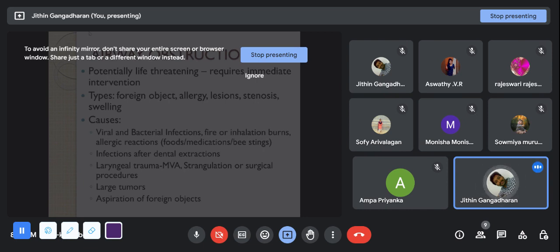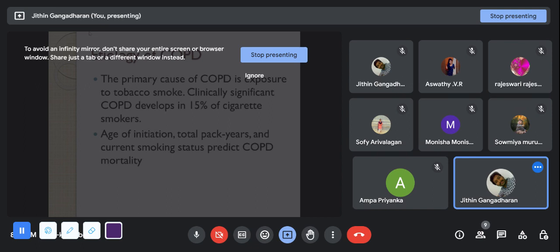Then an infection may be because of dental extraction. Then laryngeal trauma, strangulation. Strangulation means, what? It might be a suicide, hanging yourself, or it might be an act of murder. Then surgical procedures, any surgical procedures, as we have said, tracheostomy, may lead to airway obstruction due to edema. Then large tumors, any tumors inside the lungs, and foreign body aspirations.